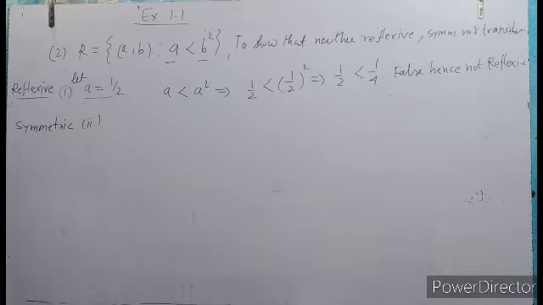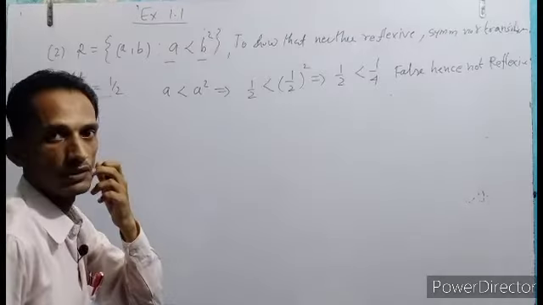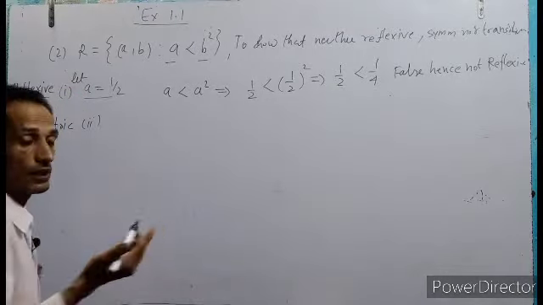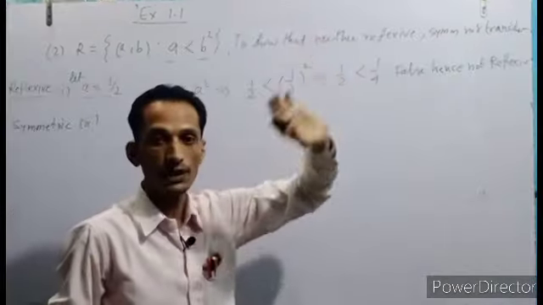For negative we have to take such an example which cannot follow this rule. Otherwise, if you take integer, that will follow. So we have to prove that it is neither reflexive.